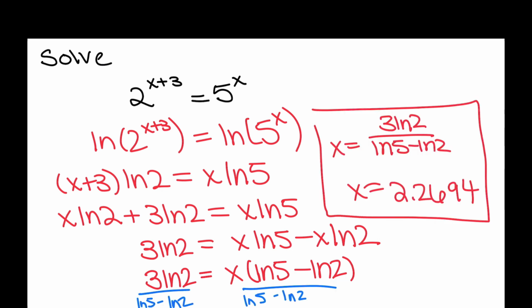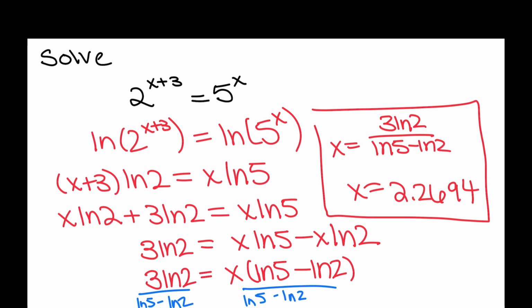Finally, to finish, we can divide both sides by ln 5 minus ln 2, and there's my final answer, 3 natural log of 2 divided by natural log of 5 minus natural log of 2. And that is something we can put into a calculator if we wanted to obtain a decimal approximation.